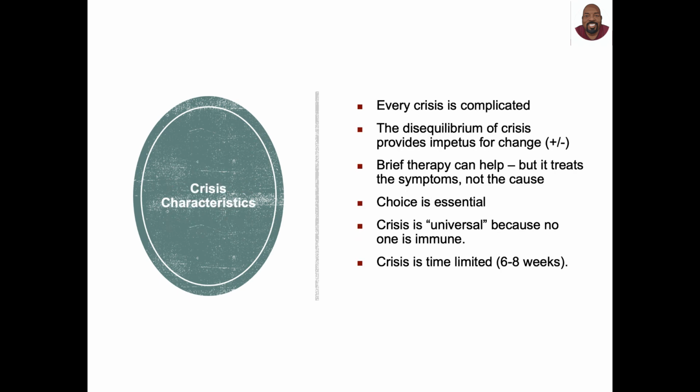Also, crisis characteristics. What does crisis look like for an individual? Well, for one thing, every crisis is complicated. And I say that because everyone's situation is going to look a little bit different. You can have two individuals who go through the exact same situation, and at the end of the day, they may both cope with it in a different manner, because once again, it's complicated. We don't know the factors that may have led them to be in that place where they are at that time period.